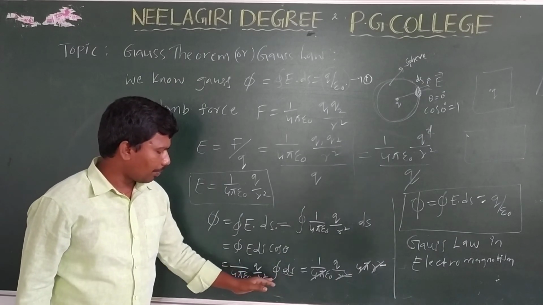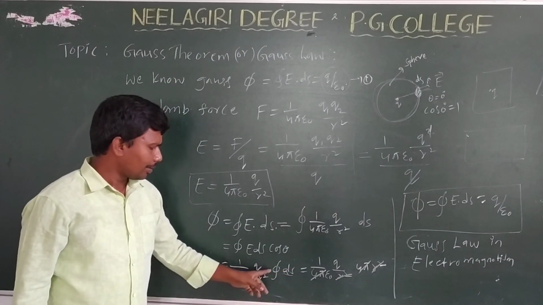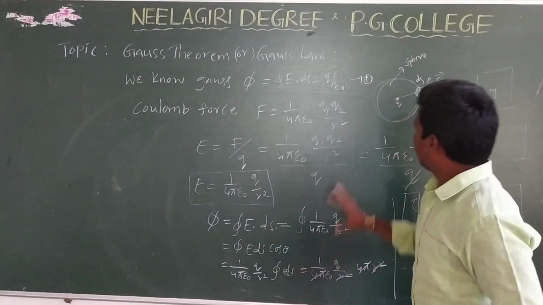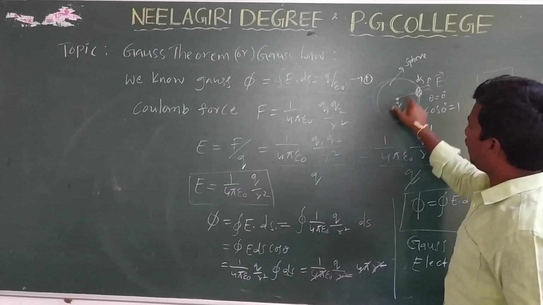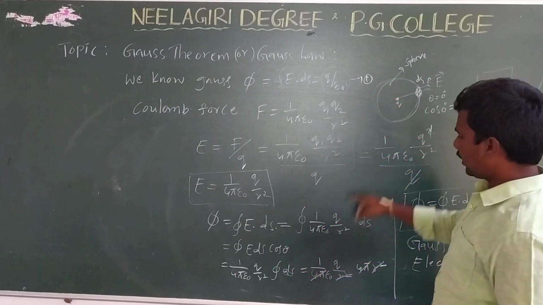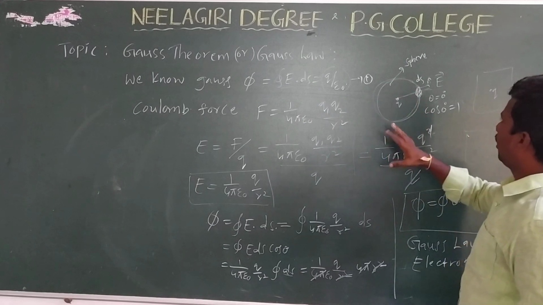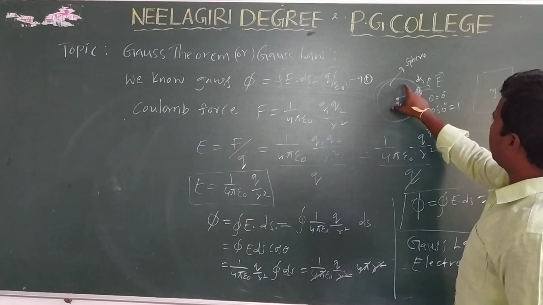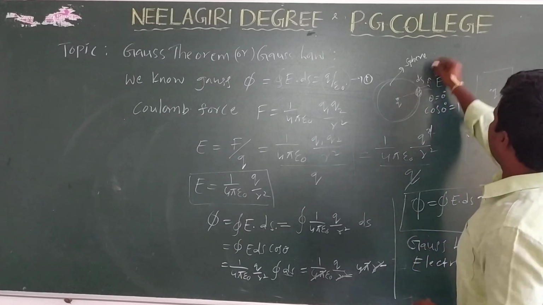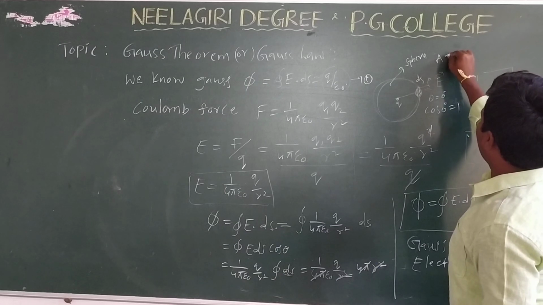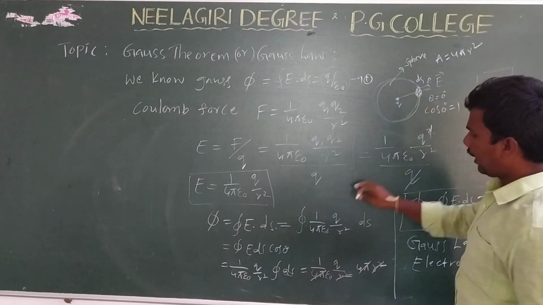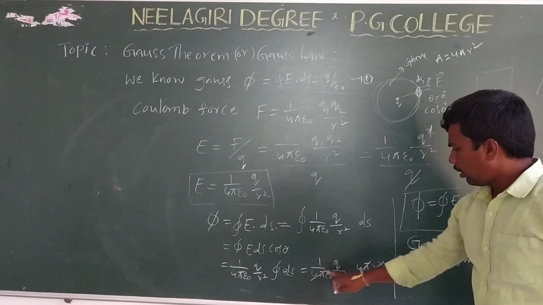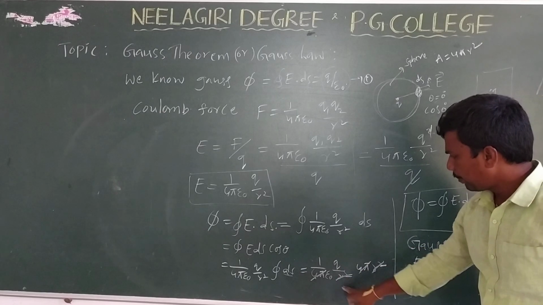Integration is only over the surface, the integral of ds. So we consider only a small area, and over the entire area we integrate the surface ds. So we get the entire area. This shape is a sphere, or circular, so the entire surface of the sphere is equal to 4 pi r square. So we write the ds value as 4 pi r square. So 4 pi r square cancels. We get q by epsilon naught.